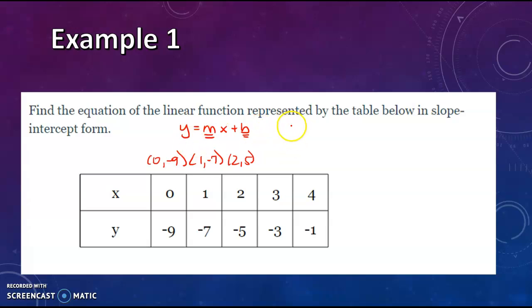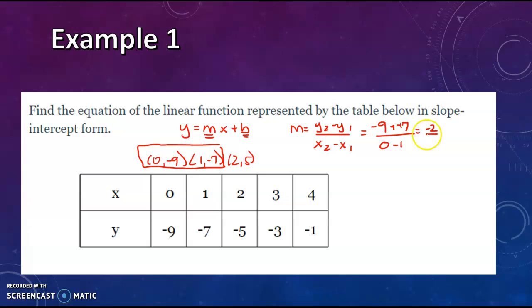So to find the slope, we can actually just use the slope formula, y2 minus y1 over x2 minus x1. You can choose any 2 points you want. I'm just going to use these two right here. So that's going to be -9 minus -7 and 0 minus 1. Keep change, gives me -2. 0 minus 1 is -1, which gives me 2. All right, got my slope.